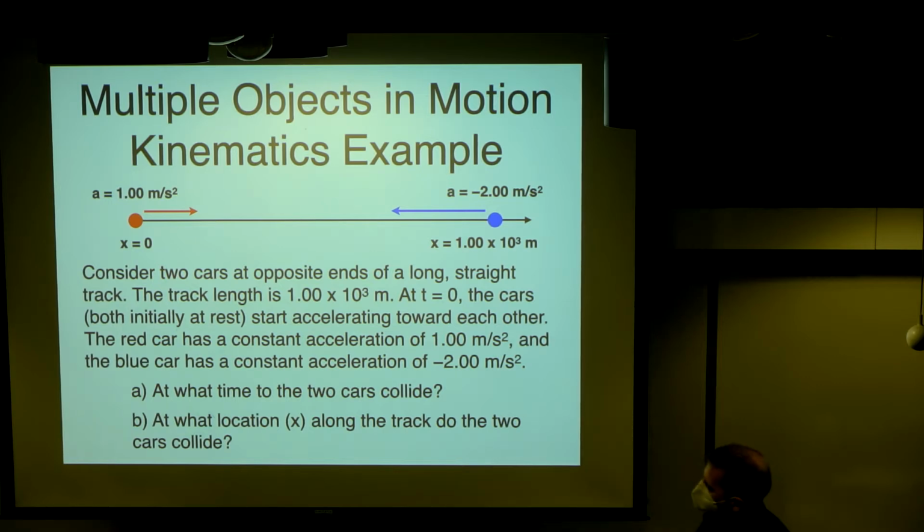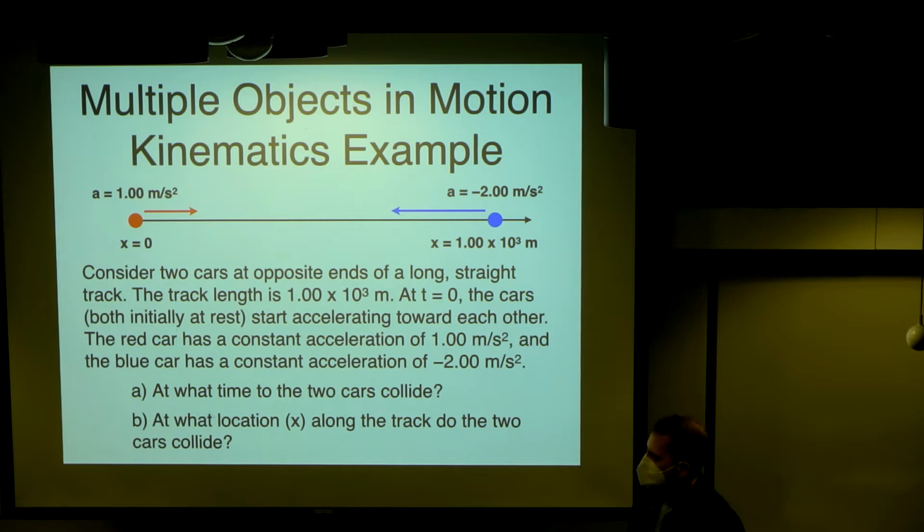So we have 2 questions about this situation. One is, at what time do the 2 cars collide? You can see that they should collide at some point, heading towards each other, but how long does it take? And then part B, at what location X along the track are they going to collide?